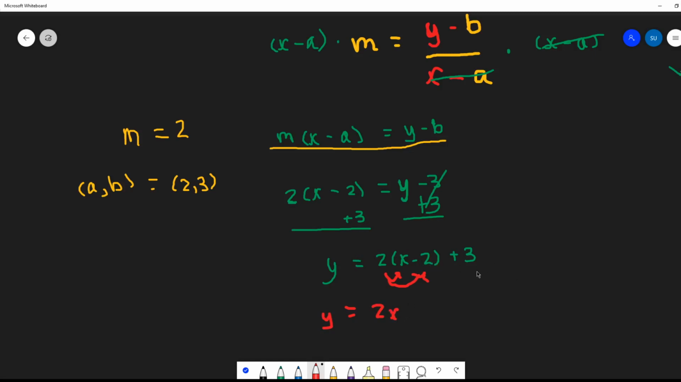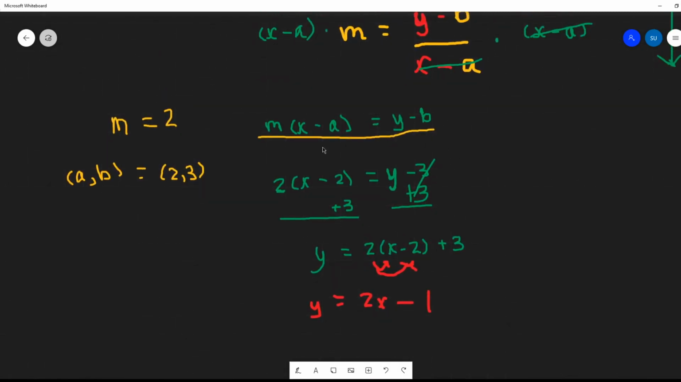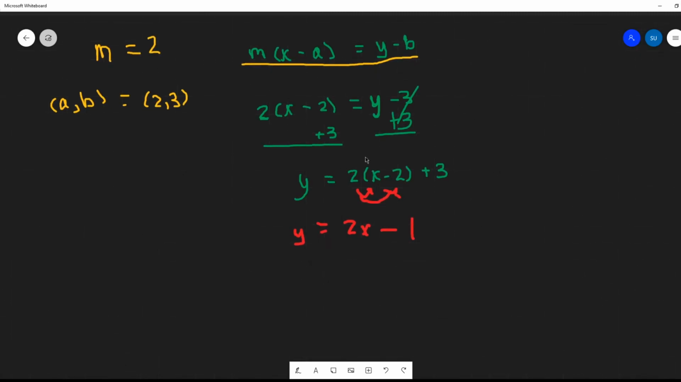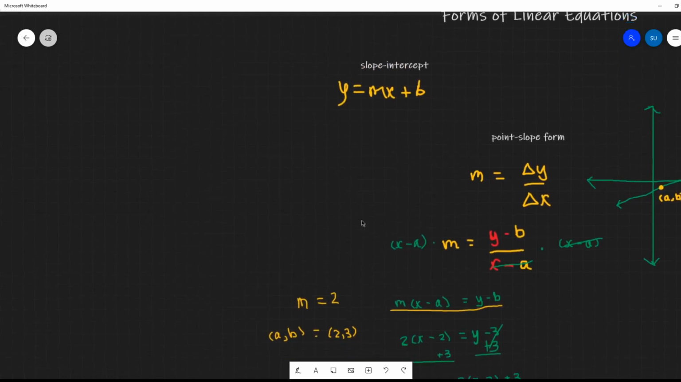And negative 4 plus 3 is negative 1. So I'm just going to save us a step there. Right, y equals 2x minus 1. So already we have gotten our slope-intercept form from our point-slope form. So that is how you convert them. That shows you that you can just get one from the other.